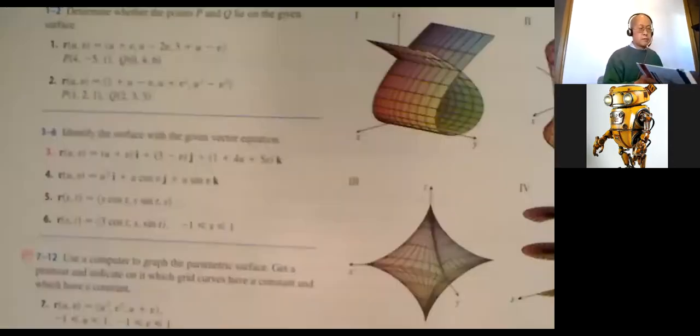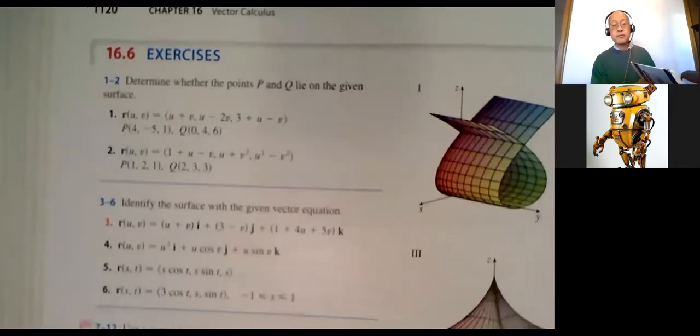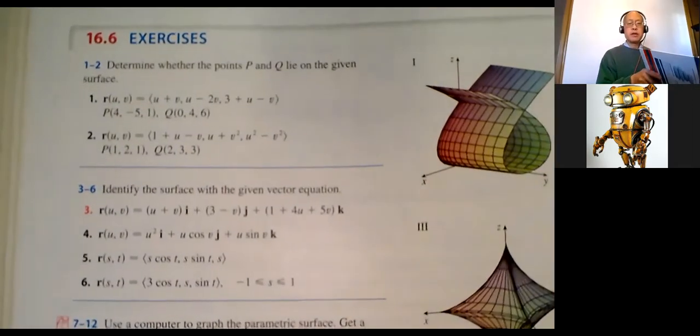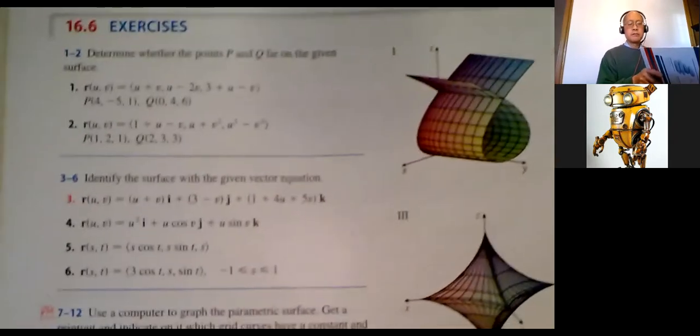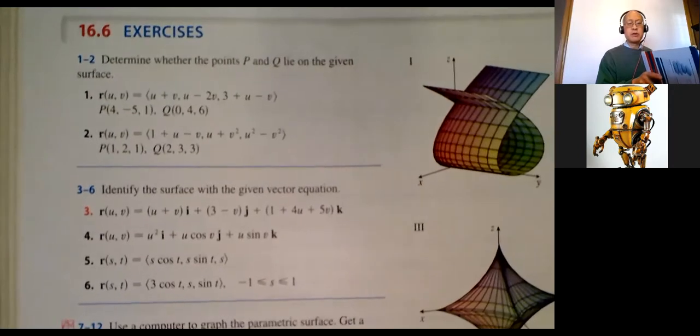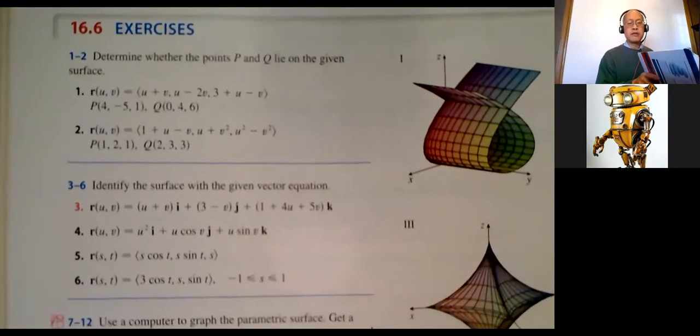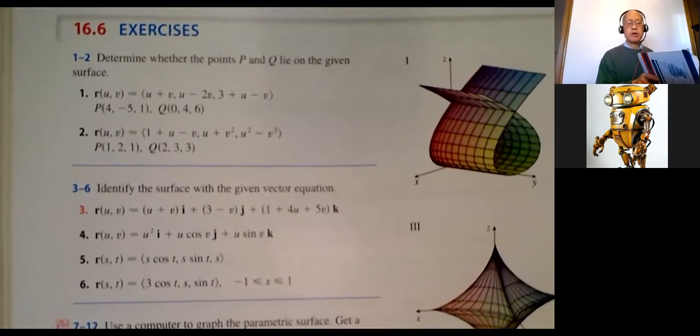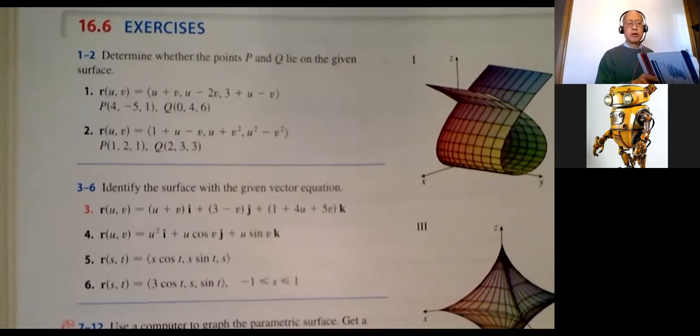Okay, so how do you do problems like 1 and 2? Determine whether the points P and Q lie on a given surface. Okay, so I'll do 2, you do 1. R of UV is equal to 1 plus U minus V, U plus V squared, U squared minus V squared. And the points are P(1, 2, 1) and Q(2, 3, 3).